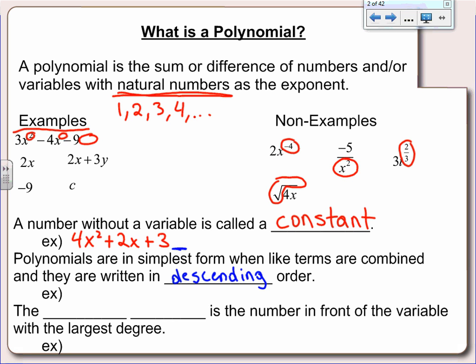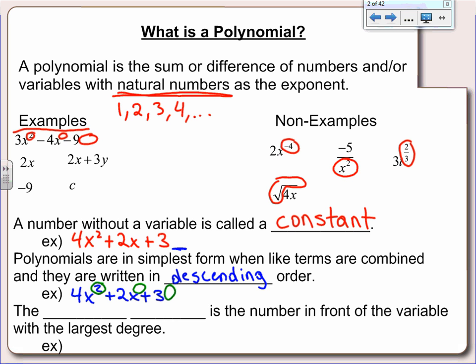So, for instance, 4x squared plus 2x plus 3. Same polynomial we looked at before. That's written in simplest form because it's in descending order when you look at the variable's exponents. So 2 is the highest exponent we see, 1 is the next exponent, and then no exponent, no letter goes last. So you always want to go highest exponent first and work your way down. You also want to make sure you go in alphabetical order if there's more than one letter.